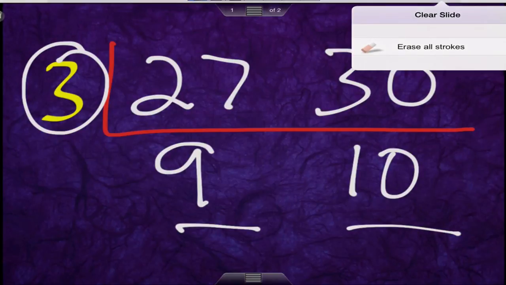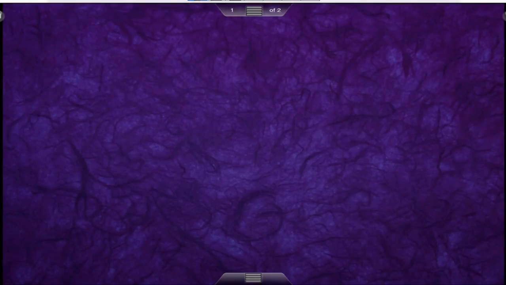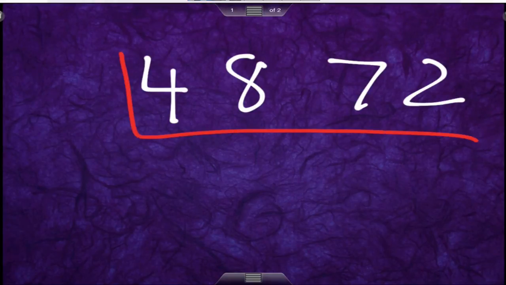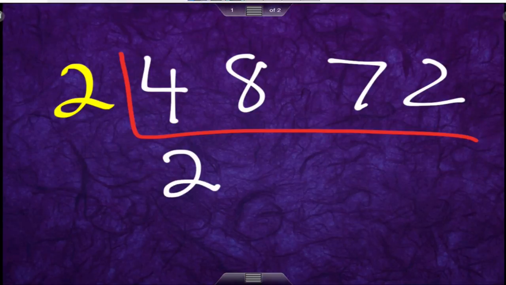Let's try another one, and you guys could try it at home, and then we'll see if you get it right. So I have 48 and 72. Okay, so pause it, see what you could do, and then I'll show you how to do it. Okay, so 48 and 72. I look at those, and I know 2 can go in both because they are both even. So if I divide each one by 2, I get 24, and 72 divided by 2 is 36.